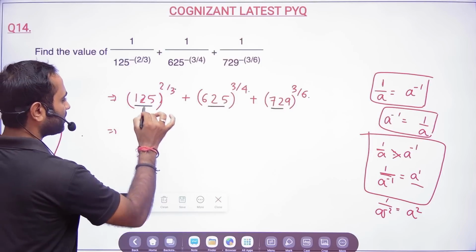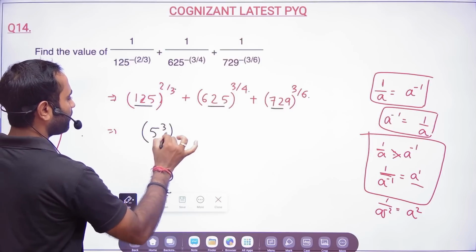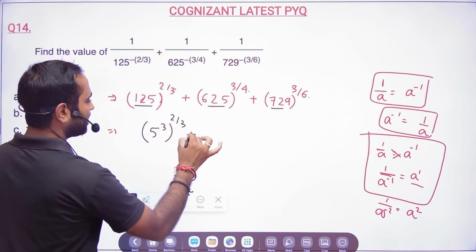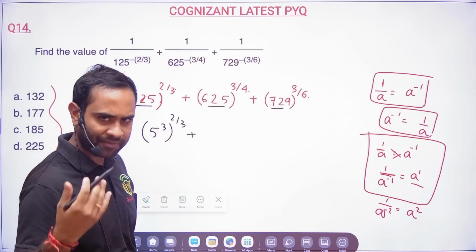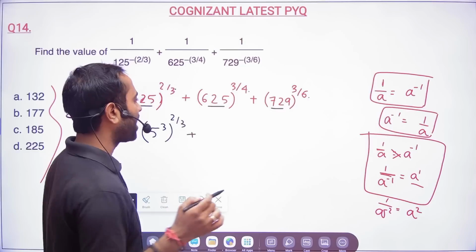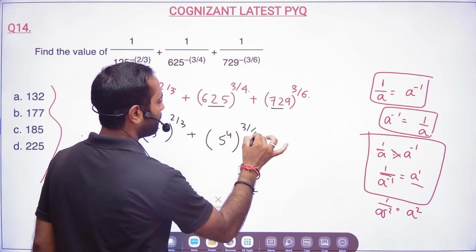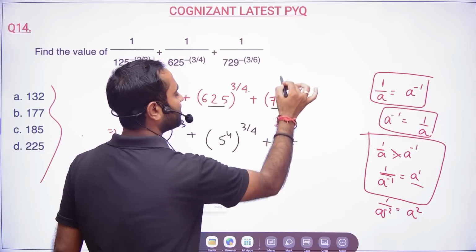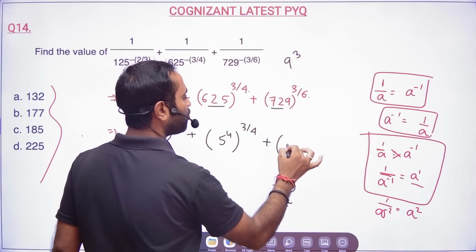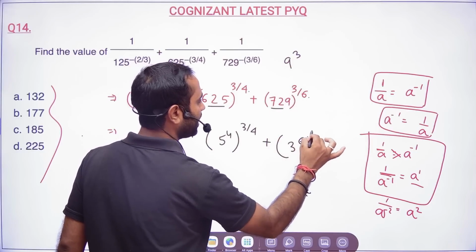So this is nothing but 5 cube, 2 by 3. And then 625 is nothing but 25 square. 25 square is 5 to the power 4. So 5 to the power 4 to the power 3 by 4. And plus, this is 9 cube. 9 cube is nothing but 3 to the power 6. It is 3 by 6.